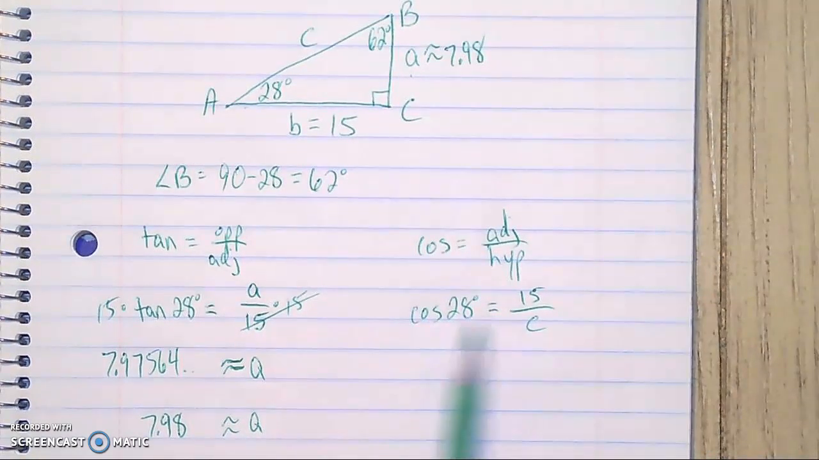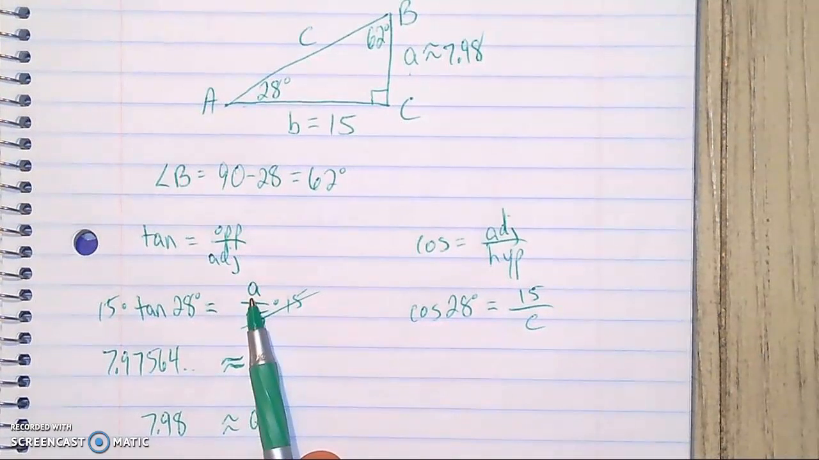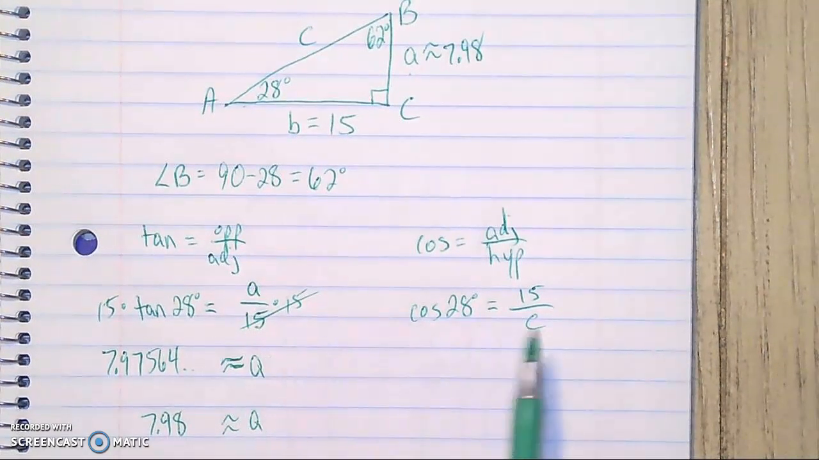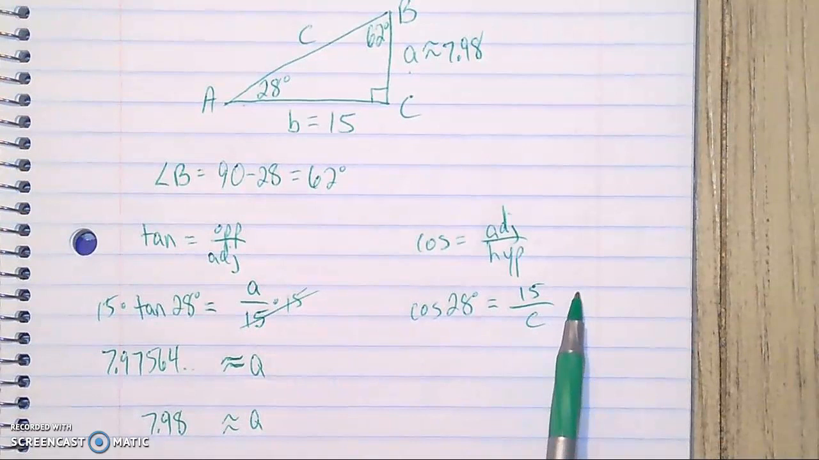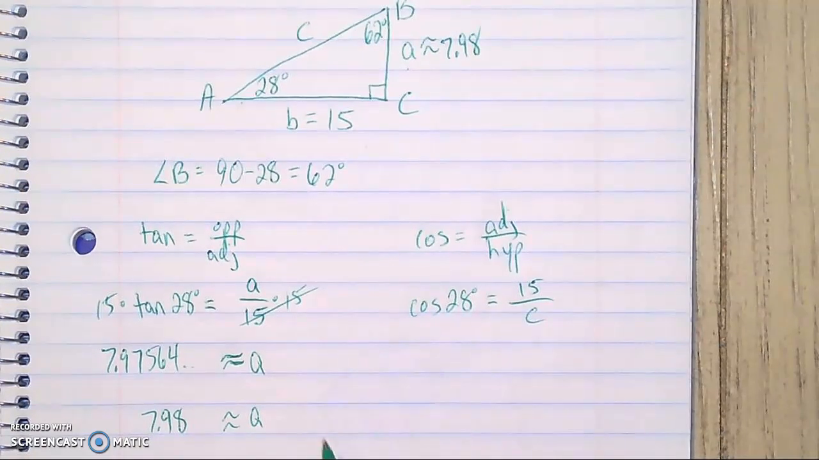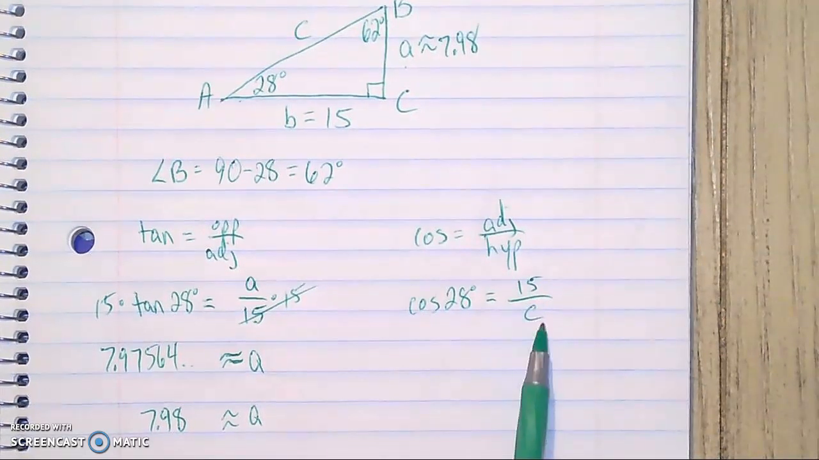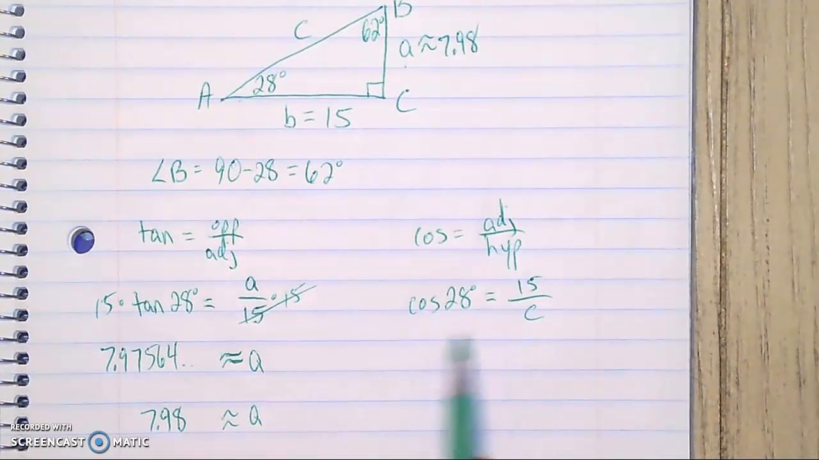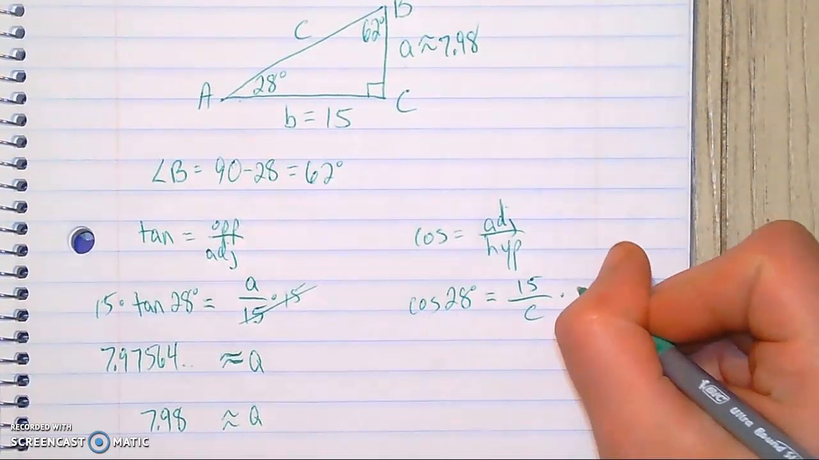Now, this isn't quite as easy to solve this time, because instead of multiplying by 15 and getting A alone right away, we have to multiply by C, move things to the other side. You could have done this with a secant. Remember, secant is the reciprocal of cosine, and if you used secant of 28, then this would be a reciprocal. You'd have C over 15. You can check the book and see that they did it that way. I'm going to stick with this and show that we can get there anyway.